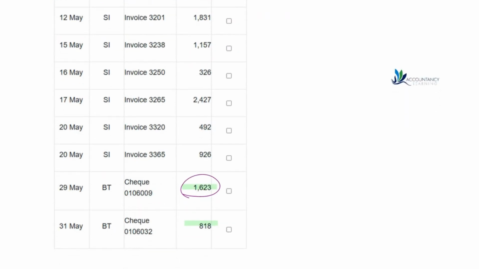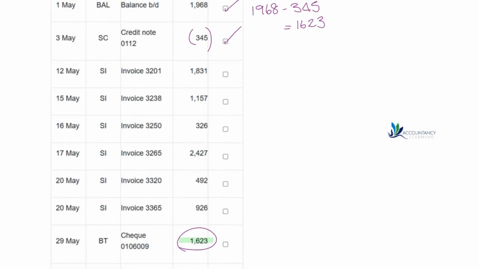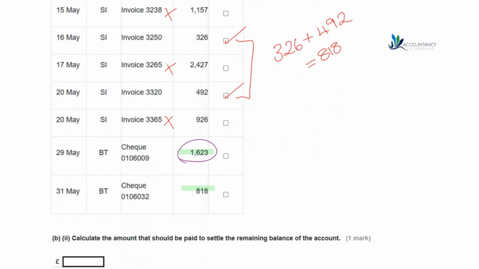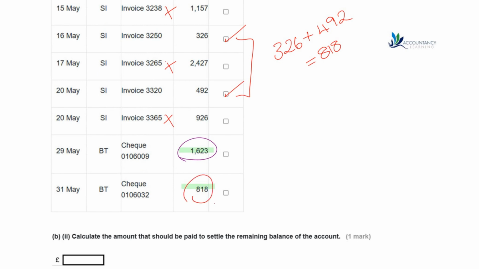Now our other one is 818 we're looking for. So again, let's have a look at our numbers and see what might be able to be included. Now we don't have any more credit notes, so it can't be the invoices that are over our amount of 818. So we can discount that one, discount that one, discount that one, and then we're left with these two. And that's our figure. So that one and the 492 equals our 818.